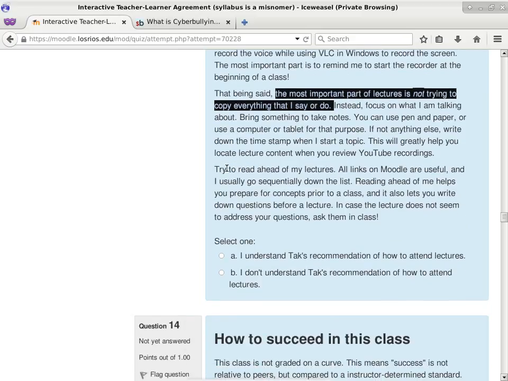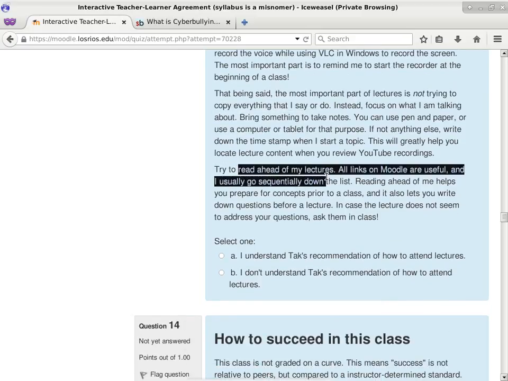Try to read ahead of my lectures. So if you know from Moodle that next class we're going to talk about a particular instruction, read ahead of me. You don't have to fully understand the instruction. Just read a little bit ahead of me, and that will help prepare your mind the next time we have a lecture.